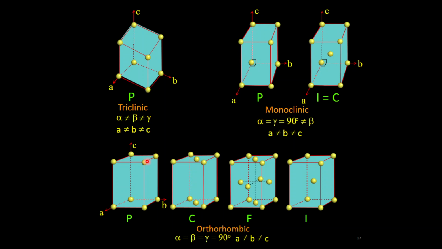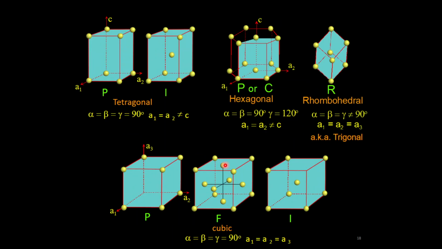And as far as the orthorhombic structure is concerned, we have all four Bravais lattice types for the orthorhombic crystal structure: P, C, F, I. C is basically the representation of base-centered. Okay, this is primitive, base-centered, face-centered, and body-centered. And we have a primitive and body-centered.